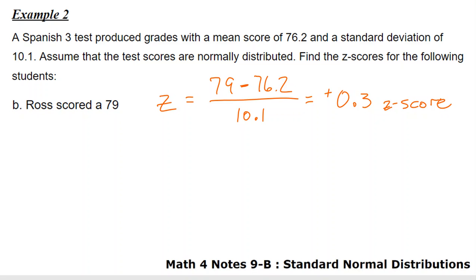As a matter of fact, if you add 10.1 to the 76.2, you get 86.3. He was a lot closer to the middle than he was to 1 standard deviation above. And it shows in his z-score of 0.3, that's like 1/3 of the way to 1 standard deviation above. So he was actually living closer to the mean than he was to anything else on that graph. All right, so that's what happens when they give you a score and they ask, what was the z-score?